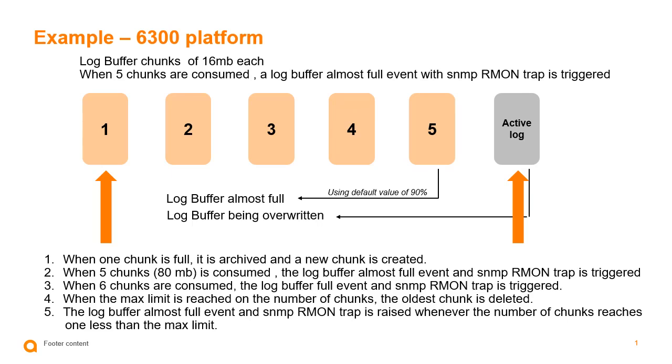When the active log is full, it's archived to chunk 1, and this will continue until the 5th chunk is reached. Then we have the event log triggered with the SNMP alarm trap. And when the max limit is reached in the number of chunks, the oldest chunk is deleted based on the rotation. We'll look at how this works in one of the slides coming up.